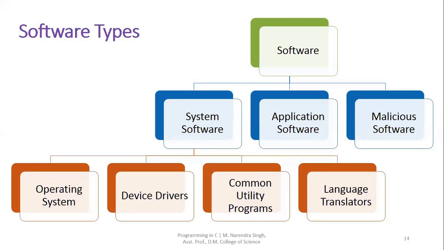Now lastly, we have language translators. These are compilers and interpreters which translate a high-level programming language into a machine language. This we will be covering in this chapter later on in the last part. The language translators are also softwares, a kind of software.